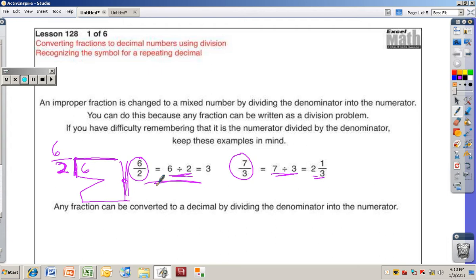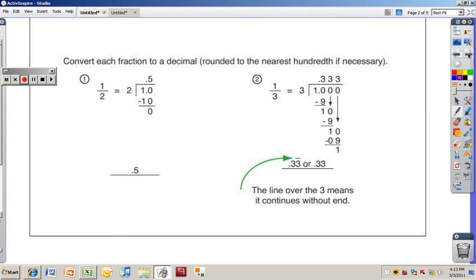Any fraction can be converted to a decimal by dividing the denominator into the numerator. I just showed you that on the last lesson. So here are a couple samples. Convert each fraction to a decimal, round to the nearest hundredth if necessary.